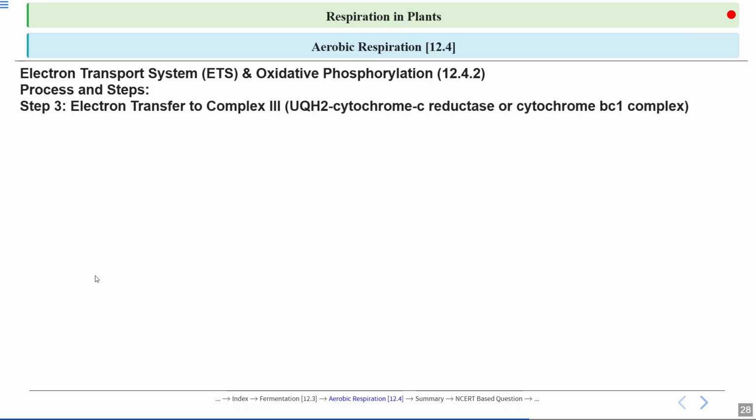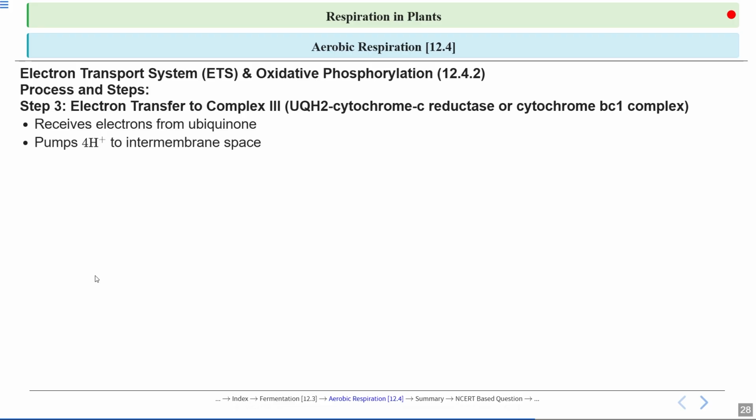Now let's look at the next step. It is all about the transfer of electrons to complex 3. Complex 3 is also called the UQH2 cytochrome C reductase or simply cytochrome BC1 complex. What happens here? First, complex 3 receives electrons from ubiquinone. This ubiquinone acts like a delivery truck, carrying the electrons.